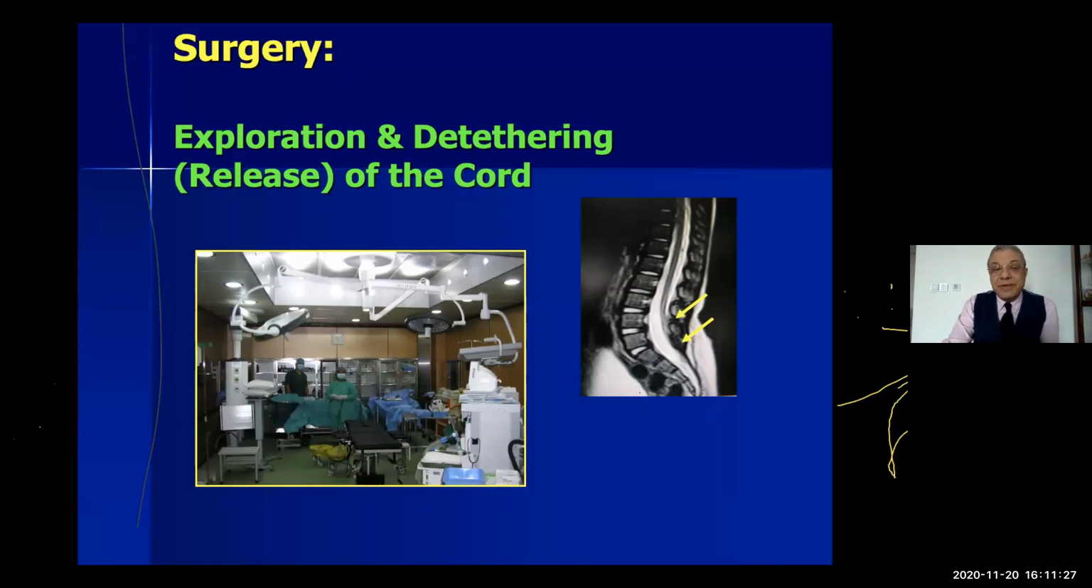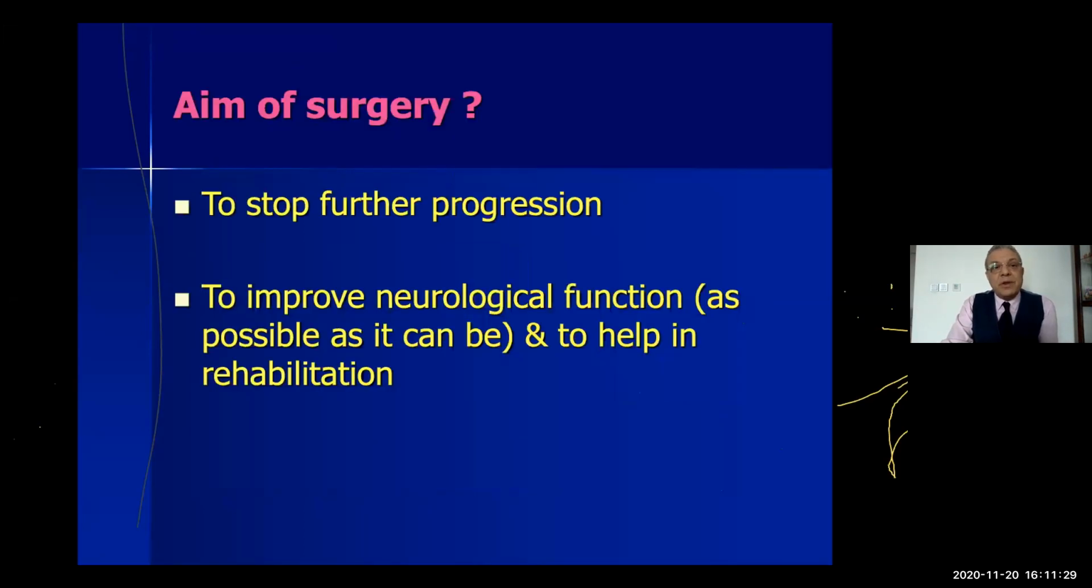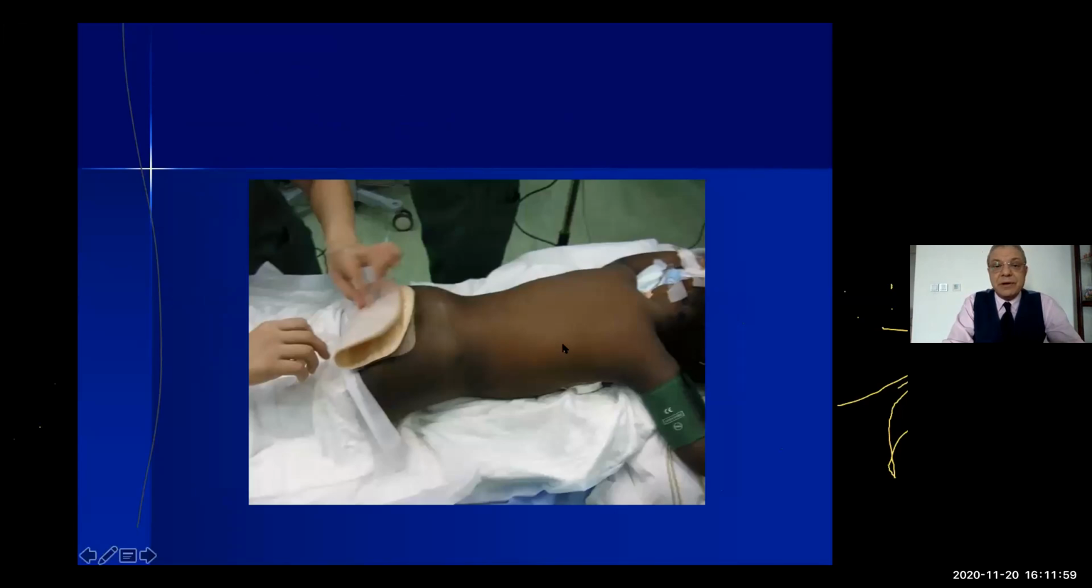So what is the aim of the surgery? Well, it's to stop further progression. You have to sit down with the family. We have to talk to them thoroughly about what is there and what we have to do. The main aim of this surgery is to stop further progression. And trust me, if you succeed in this, this will be a big achievement. But also, if we are able to improve the neurological function as much as we can, this will help later on in the rehabilitation.